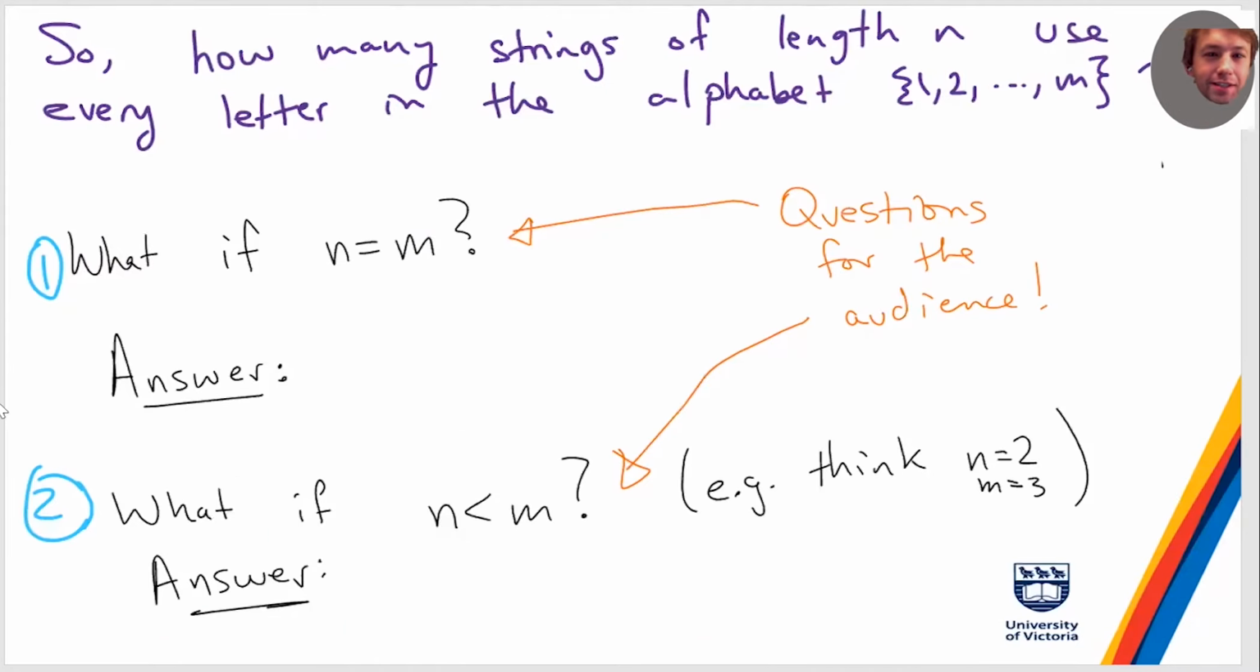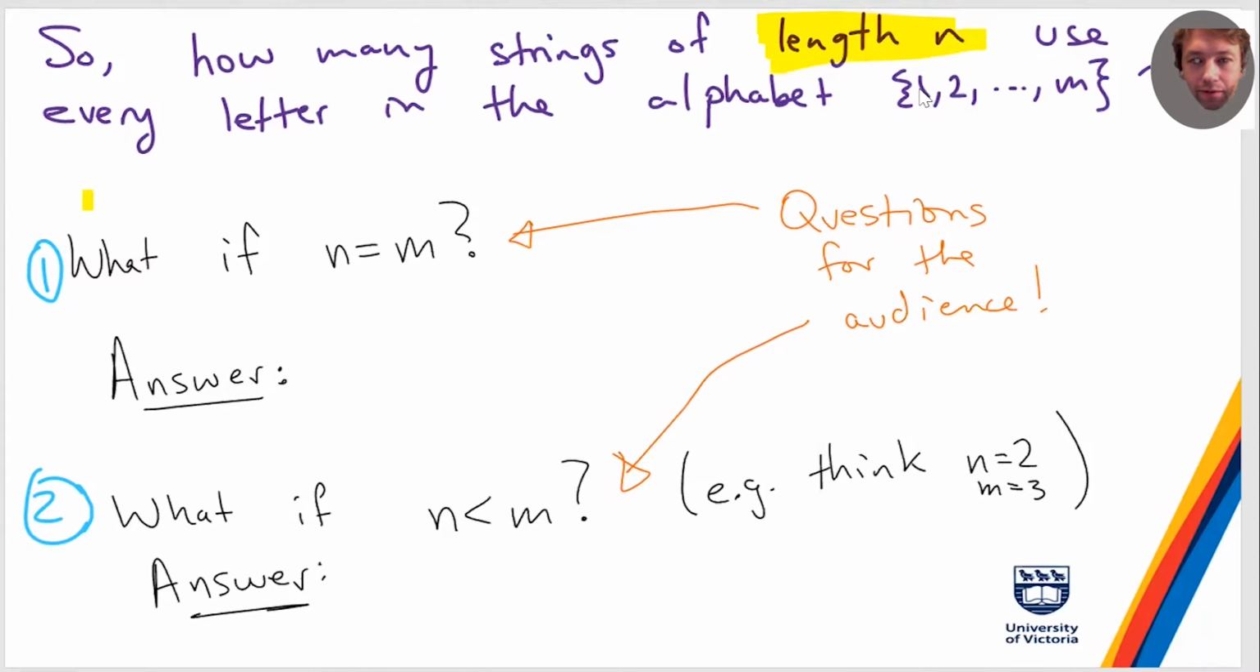Well, actually, let's maybe think of some specific examples first. So the question we're trying to answer is, how many surjections are there from a set of size n to a set of size m? Or equivalently, how many strings of length n are there which use every letter in the alphabet 1 up to m? So what if n is equal to m?